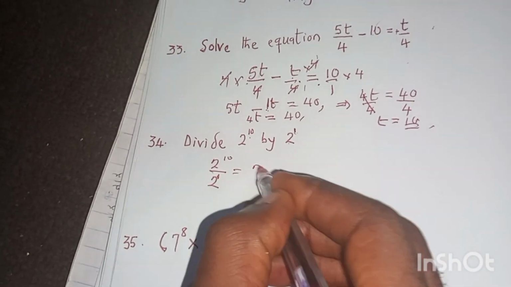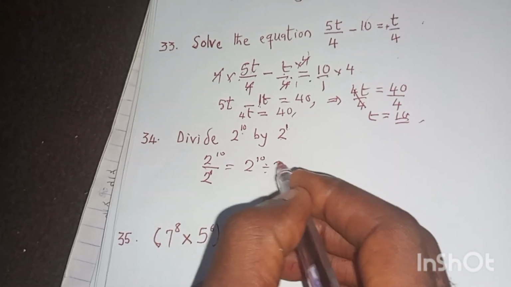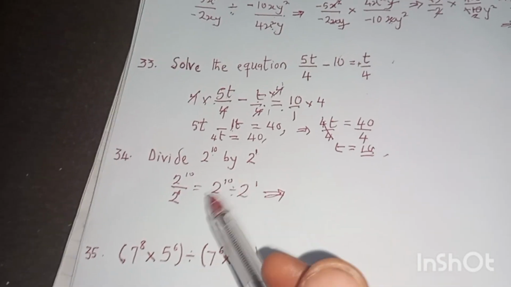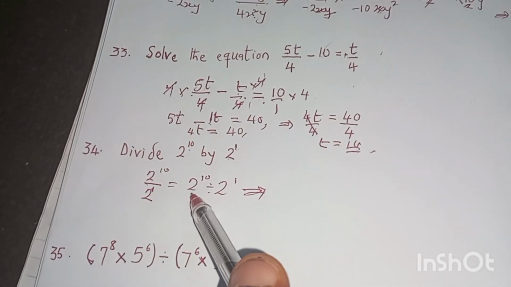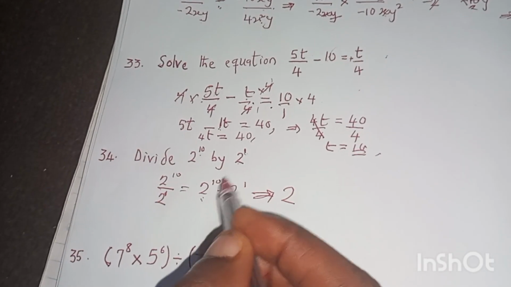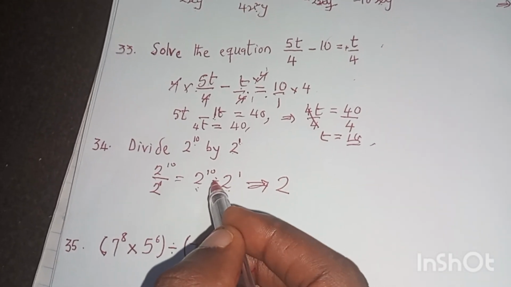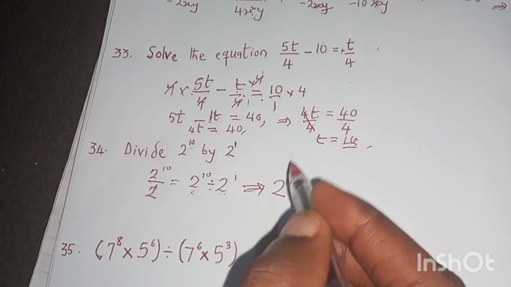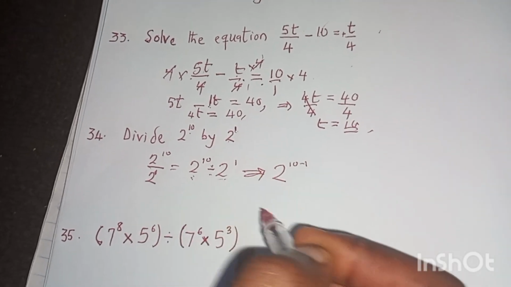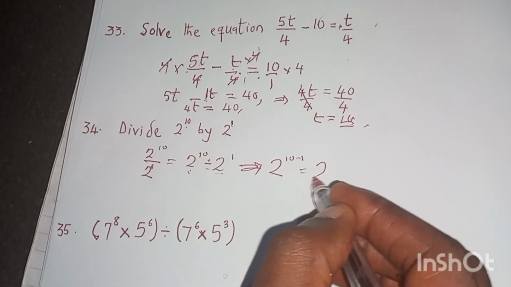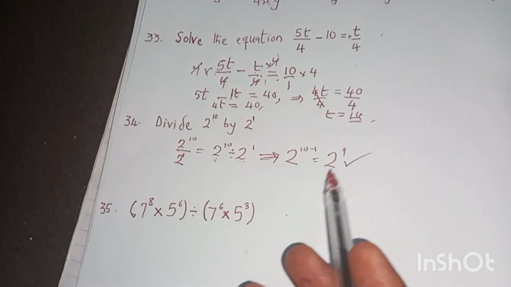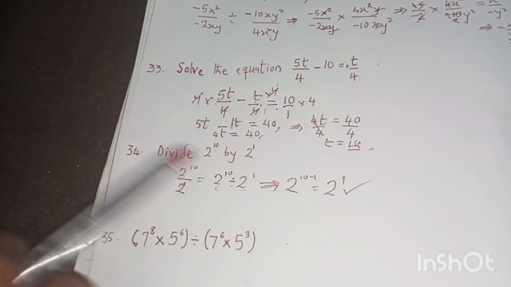So what this means is we have 2 raised to the power 10 divided by 2 raised to the power 1. Remember the law of indices from primary school and early secondary. When they have the same base, you just take one base, so I'm taking 2. And then the powers, if it's division, the powers will minus each other. So we have 10 minus 1. If it's multiplication, the powers will add each other. So we have 2 raised to the power 10 minus 1, which is 9. Whatever this gives you is the answer. Let me just leave it as 2 raised to the power 9.